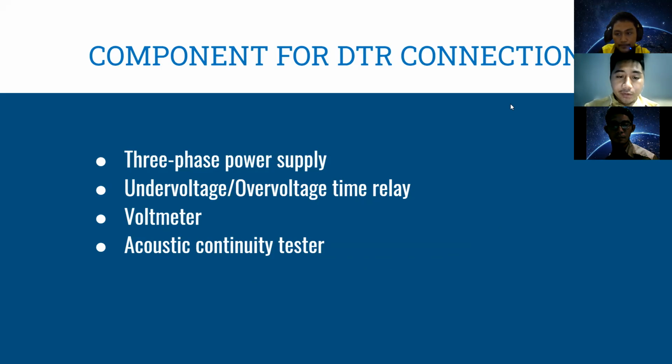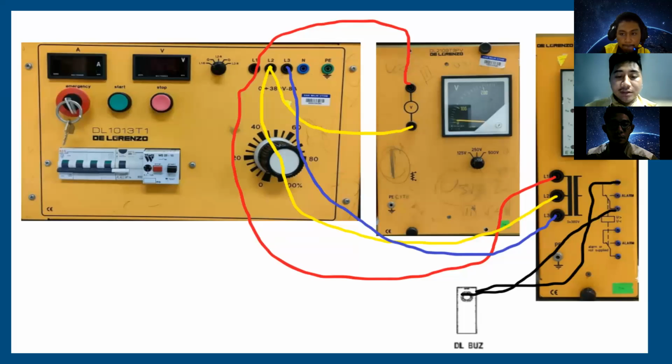There are 4 components, which are the 3-phase power supply, the under voltage over voltage time relay, the voltmeter, and the acoustic continuity tester, which is the buzzer. So these are the components: this is the relay, this is the buzzer, this is the voltmeter, and this is the 3-phase power supply.